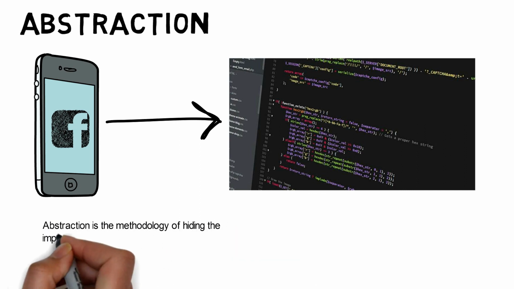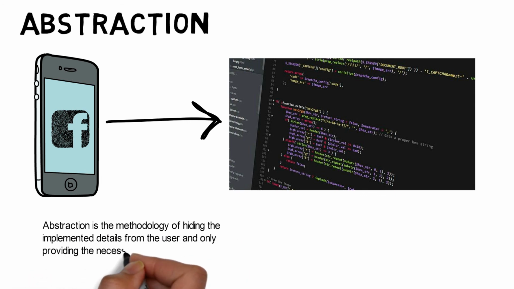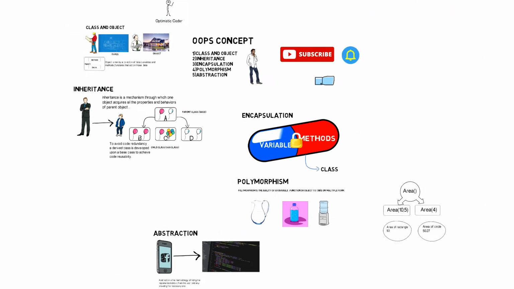You are simply interested in making a call, sending a chat message, or even posting your photos. You are not at all bothered about any of the background messages, API calls, or server calls, anything. So abstraction is going to hide all the implementation details from the end user. In Java, we can achieve abstraction with the help of abstract classes and interfaces.